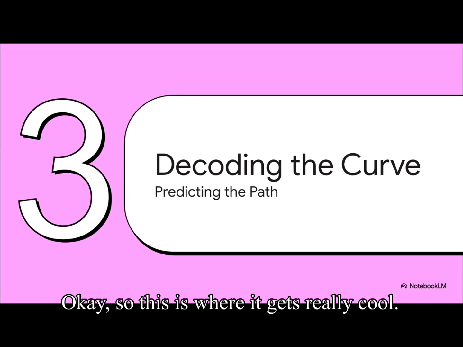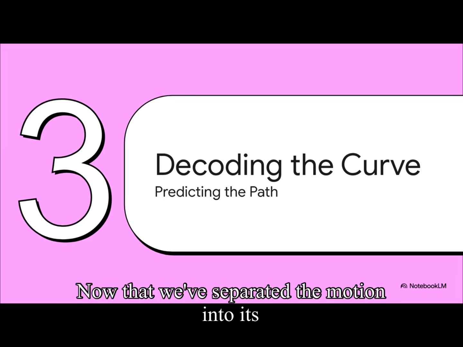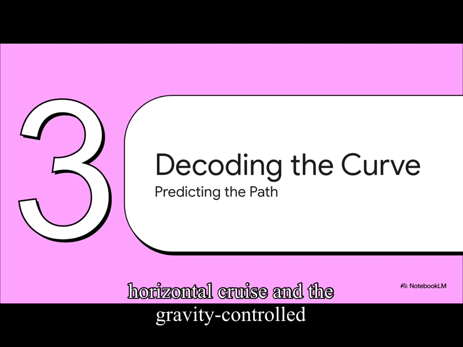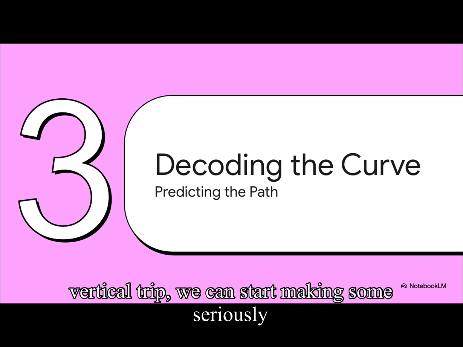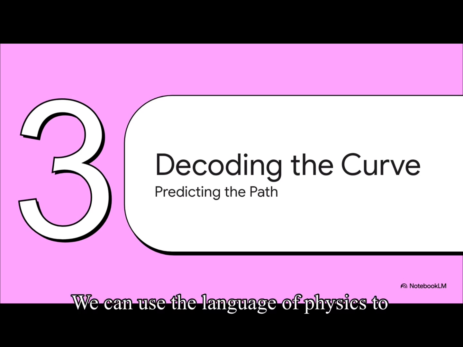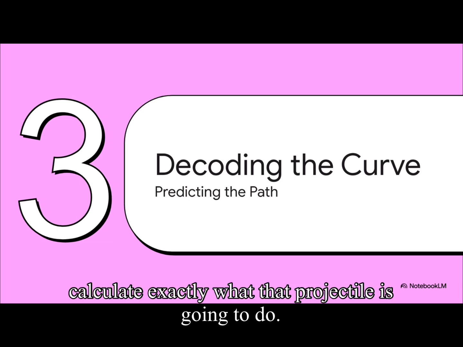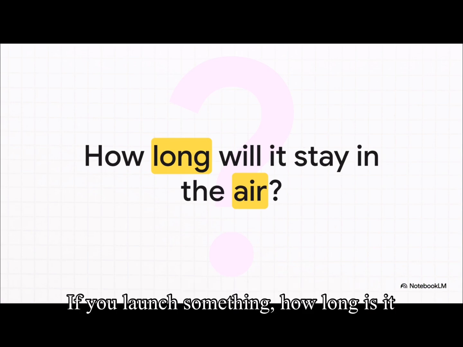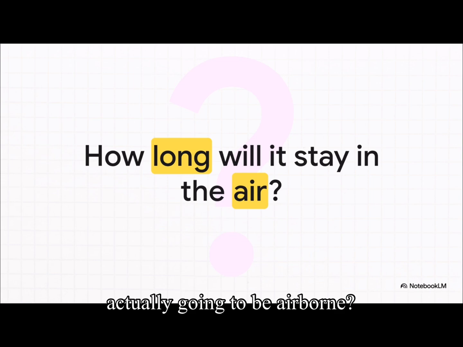Okay, so this is where it gets really cool. Now that we've separated the motion into its two simple parts, you've got the constant horizontal cruise and the gravity-controlled vertical trip, we can start making some seriously powerful predictions. We can use the language of physics to calculate exactly what that projectile is going to do. Let's start with a really practical question. If you launch something, how long is it actually going to be airborne?